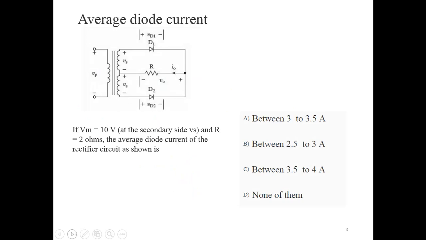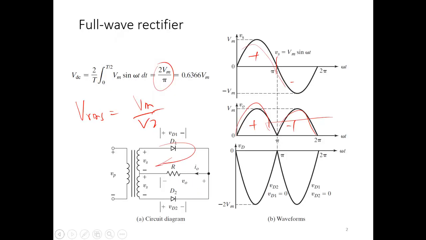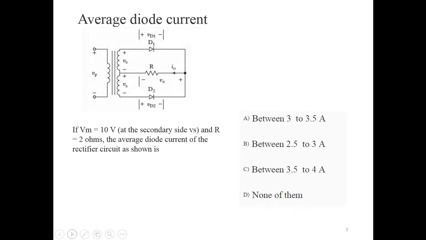Now, what is the average current of this rectifier? It is asking for you, this is one example. If the Vm is 10 and the R is 2, what will the average diode current be? You can calculate it out. Once you know the average output voltage of this rectifier, you know the resistance, and you know the Vm, you should be able to find the current, and then the average diode current.